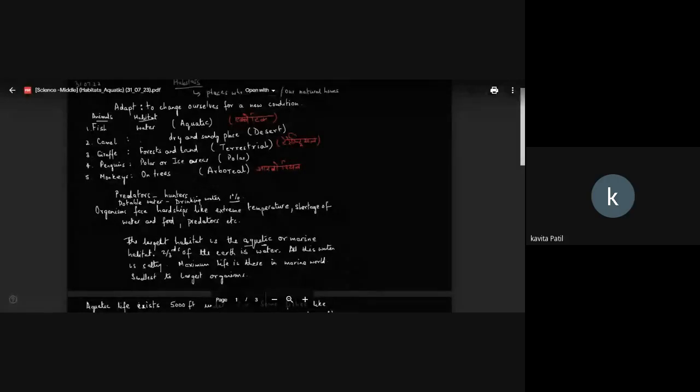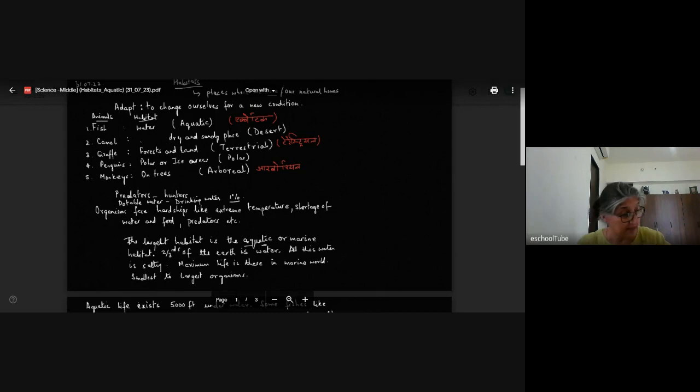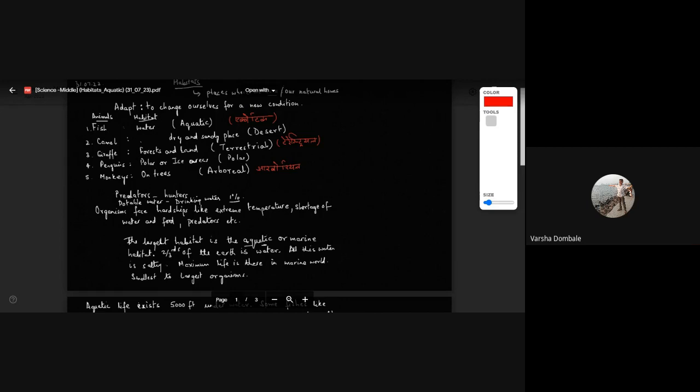Fish, camel, giraffe, penguin, monkey. Aquatic, desert, terrestrial, polar and arboreal. So these are the habitats. Fish, camel, giraffe, penguins and monkeys are examples of these different types of habitat.